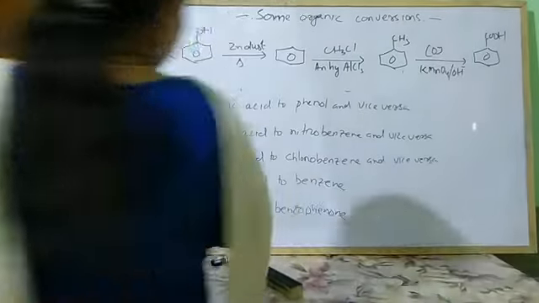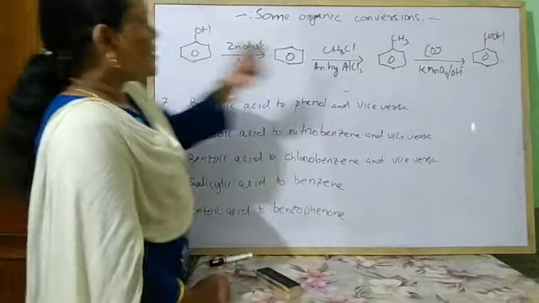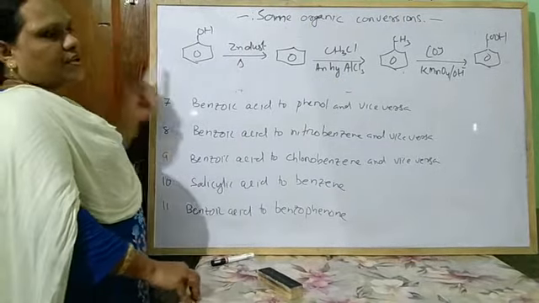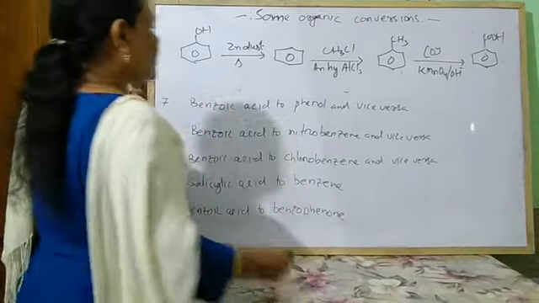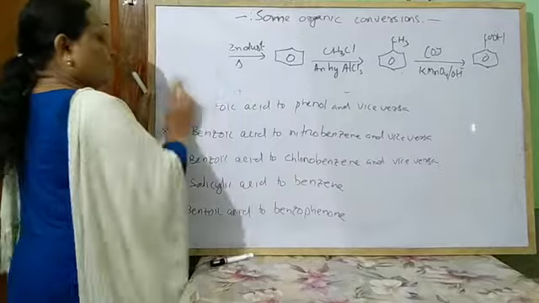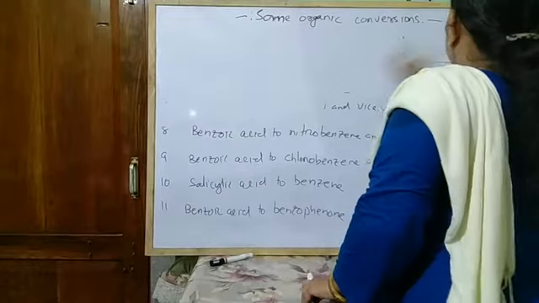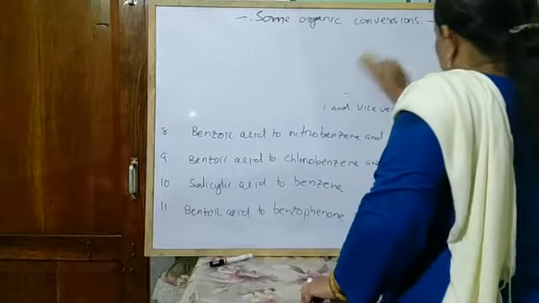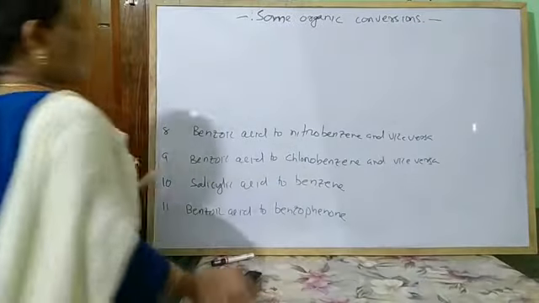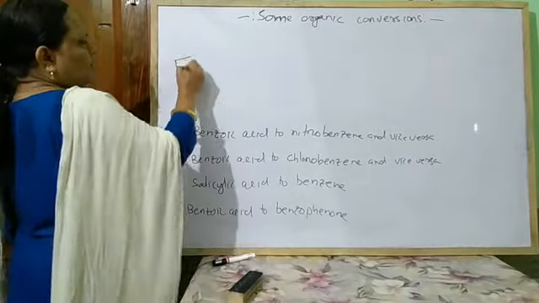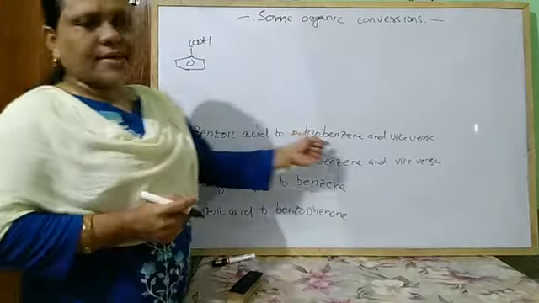benzoic acid. So last time I told you how to convert benzoic acid to phenol, and here phenol to benzoic acid. Then come to the next question, benzoic acid to nitrobenzene. Simple reaction, benzoic acid. So nitrobenzene also has one carbon atom less.